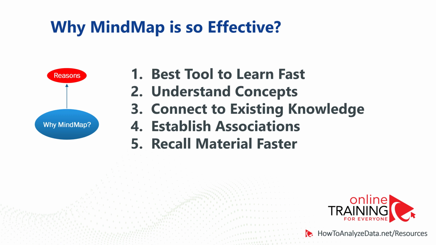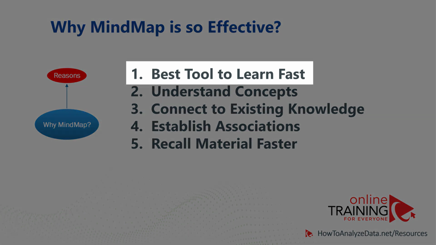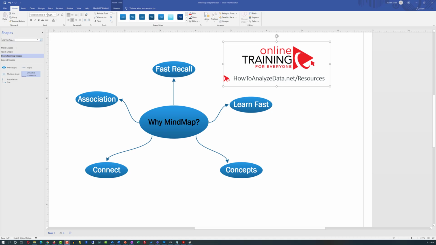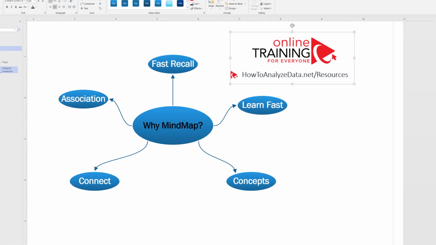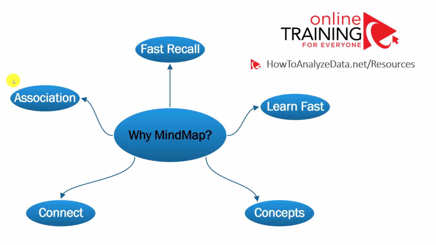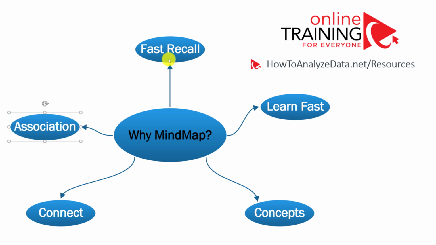Why mind map is so effective? There are five main reasons. It is the best tool available today to learn material fast. Mind mapping allows you to quickly understand important concepts, connect information you're learning to existing knowledge you already have, build associations with existing topics you already know, and recall material that you're learning much, much faster.